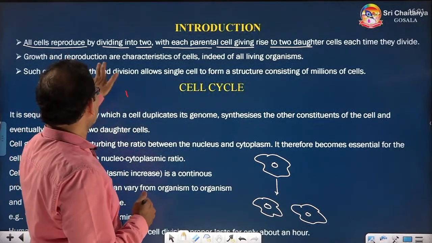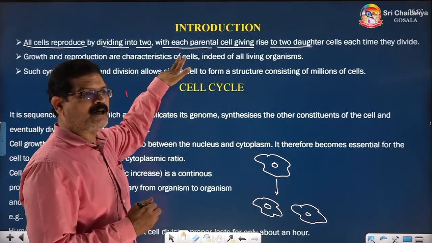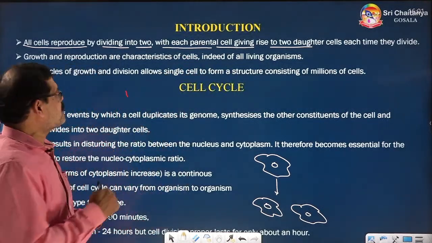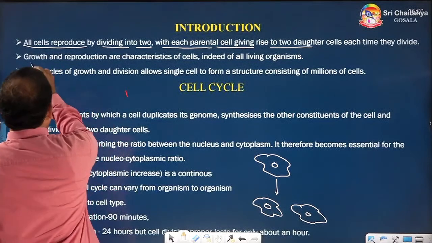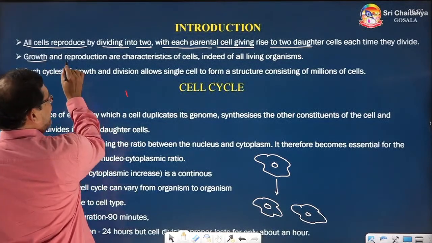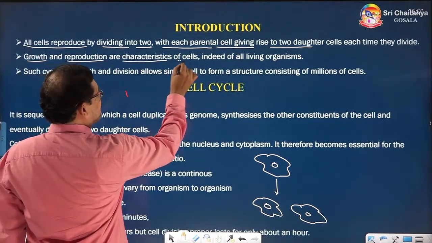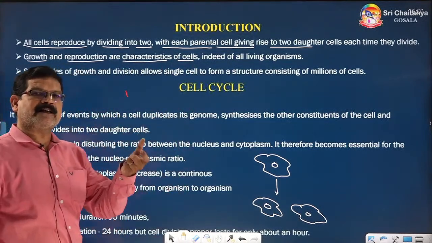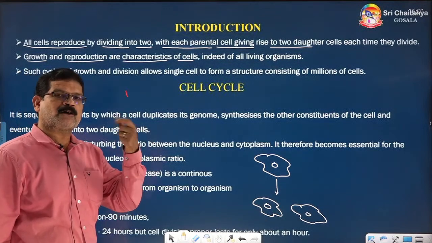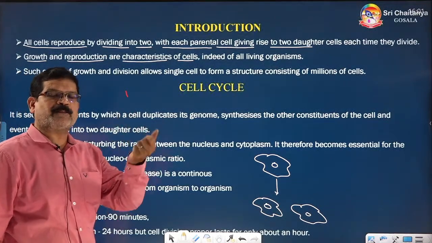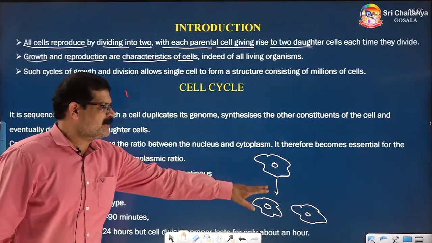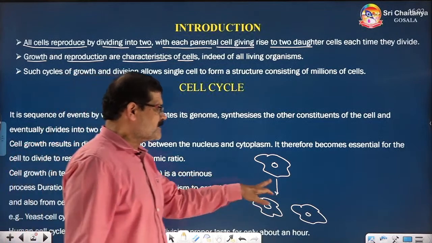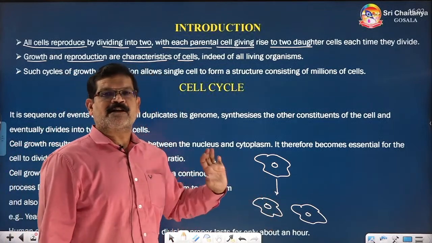Next one: growth and reproduction are the characteristic features of cells, indeed of all living organisms. These are the two important characteristic features. Generally the cell will increase in size, or it will develop, so growth will be seen, and it will reproduce. Reproduction means the single cell divides and produces two daughter cells. The two daughter cells are produced by cell division.